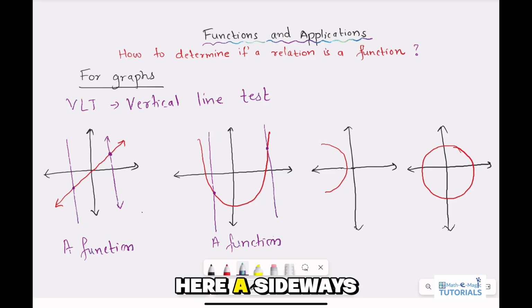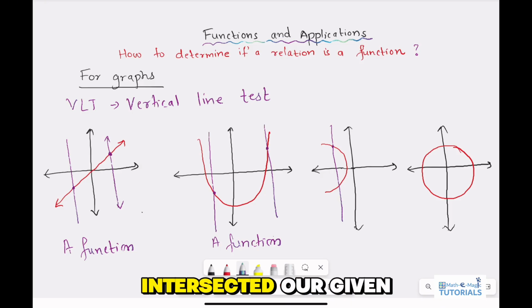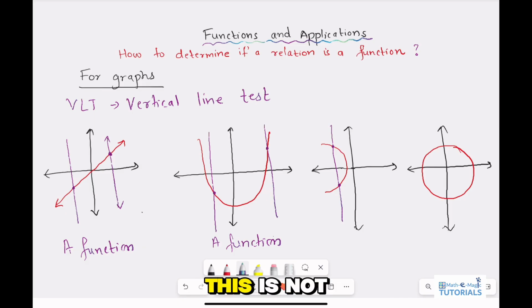Now we have here a sideways parabola. Let's draw a vertical line. But when we do this, we see that our line has intersected our given graph at two distinct points. And therefore, this is not a function.